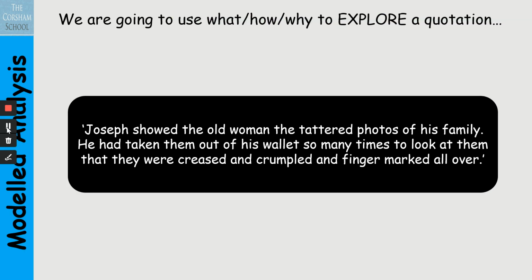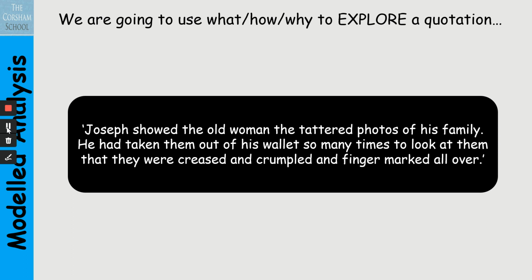On the screen in front of you is the piece of text that we are going to be exploring. Joseph showed the old woman the tattered photos of his family. He had taken them out of his wallet so many times to look at them that they were creased and crumpled and finger marked all over.